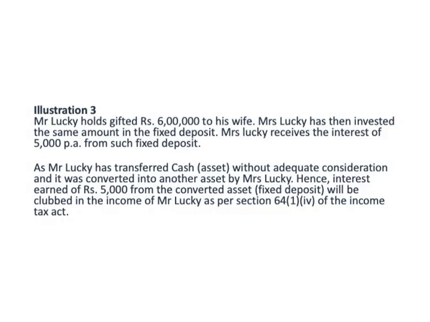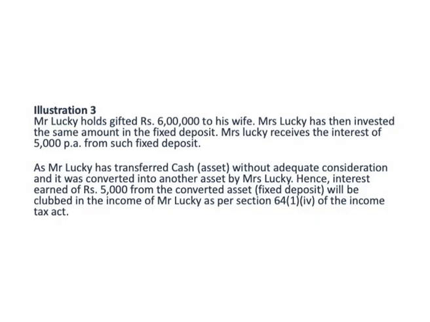Now, illustration 3. Mr. Lucky gifts 6 lakhs to his wife. Mrs. Lucky has then invested the same amount in a fixed deposit. So, he has first gifted it to his wife. Mrs. Lucky receives interest of 5,000 per annum from such fixed deposits.